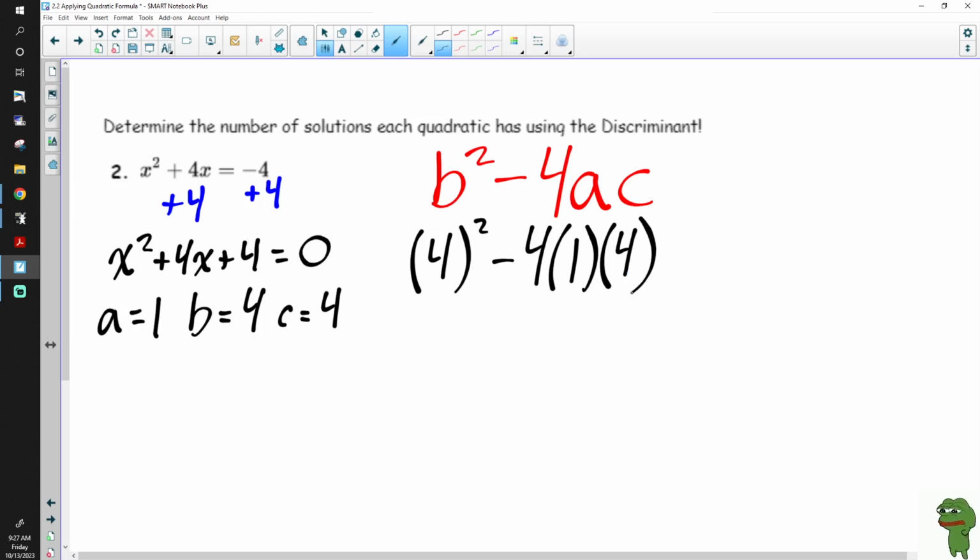Type it all in and you get, I heard it like 3 places. 0. You get 0. 4 squared minus 4 times 1 times 4.